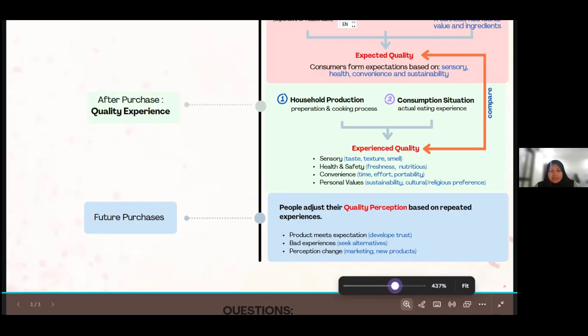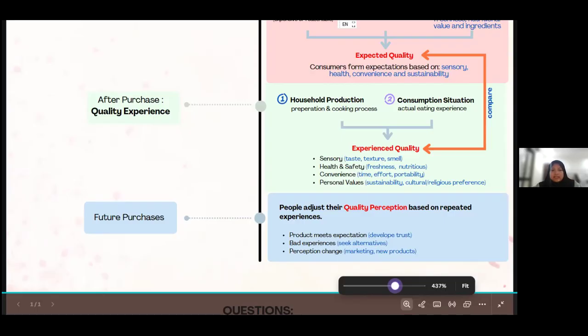Next is future purchases, which is basically learning from experience. Over time, people adjust their quality perception based on repeated experiences. If a product always meets expectations, they will develop trust in the product and also the brand. But if they have a bad experience with the product, for example, the food tastes worse than before, they may seek other alternatives and stop buying the previous product.